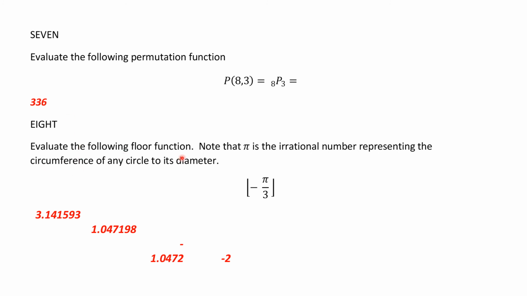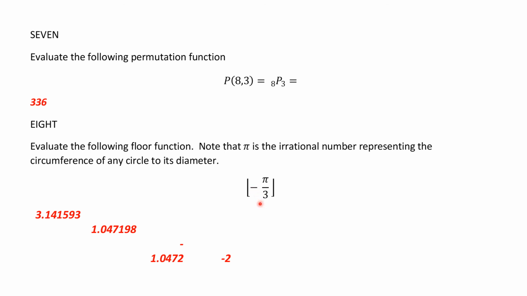Number 8, evaluate the following floor function. The floor function comes up a lot in computer science, and you knew it was the floor because you had the little feet here at the bottom, but also because I told you that. And pi is 3.14, and that represents the ratio of the circumference of any circle to its diameter. Actually, it's not 3.14, it's rounded off. It never terminates, never repeats. It is an irrational number.